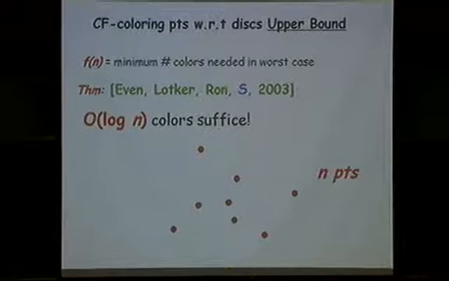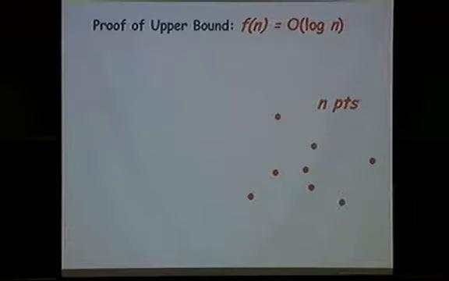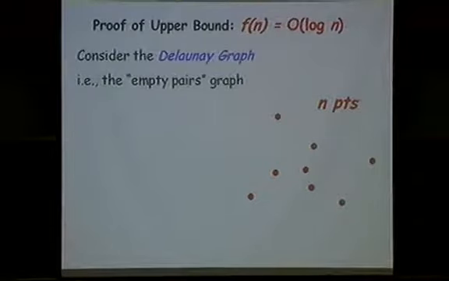Let me show you the proof. It's a constructive proof, so it gives a very efficient algorithm to color a given point set. And here is the construction. Let's consider the following graph defined on the set of points, which is called the Delaunay graph. The Delaunay graph has just all pairs of points that could be cut off by a disk.